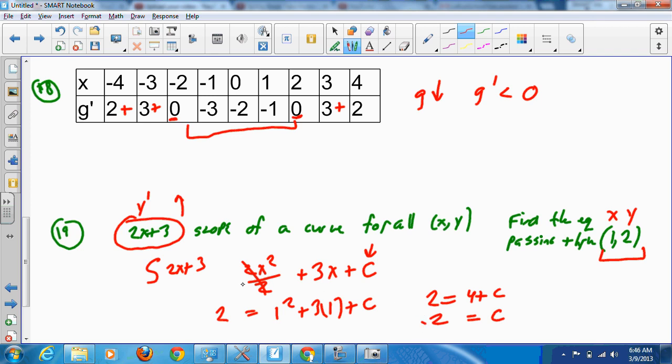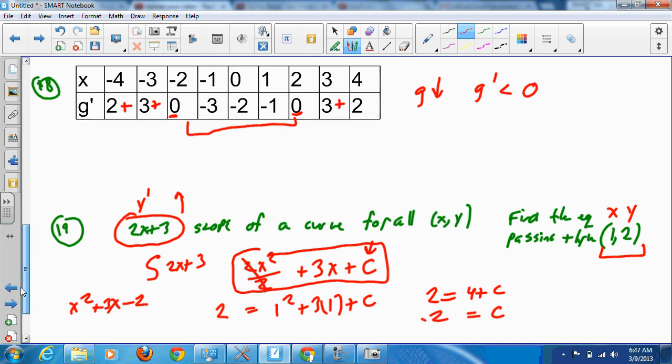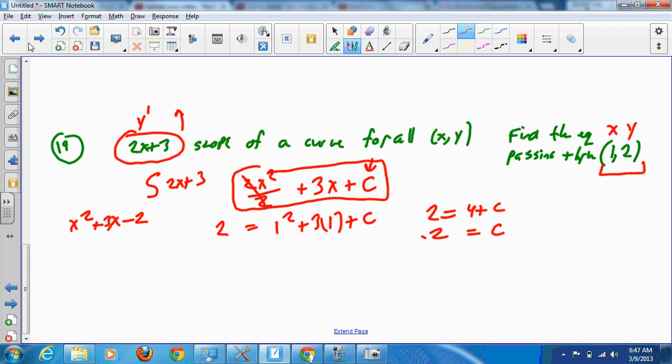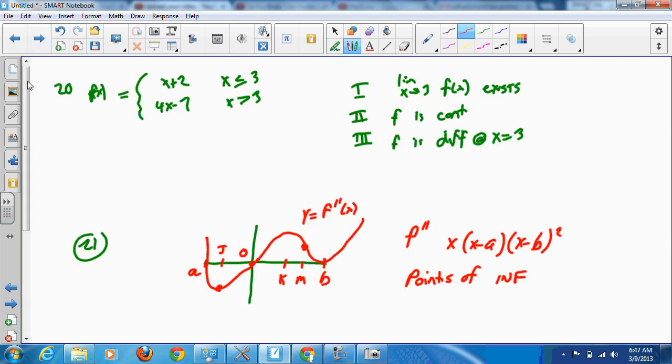And plugging it back in, we have that this equation is equal to x squared plus 3x minus 2. So it looks like it's one of the answer choices, hopefully. I think I gave you a little too many hints on that one. So let's move on.